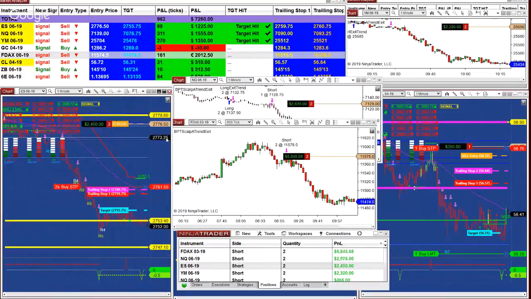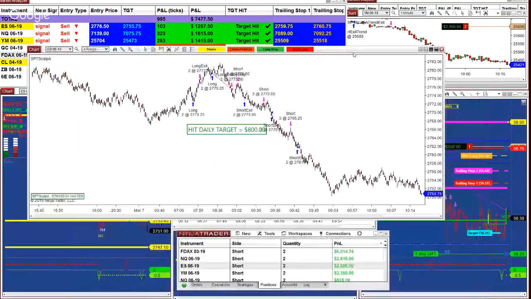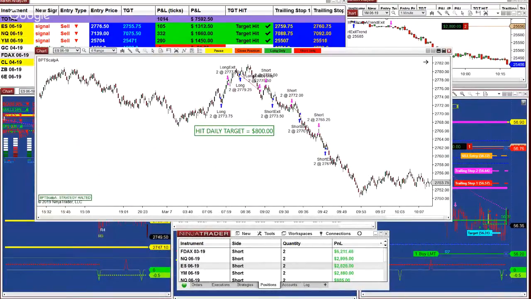Try to learn the tricks of Ninja Trader, and then life will be much easier on you. Okay, on the full range ES also, this is the scalping. We nailed 800. We have one losing trade, and then one, two, three, four, and it was done.